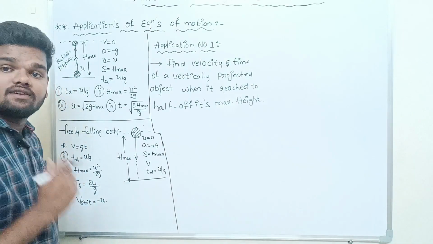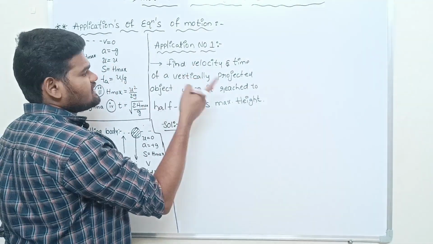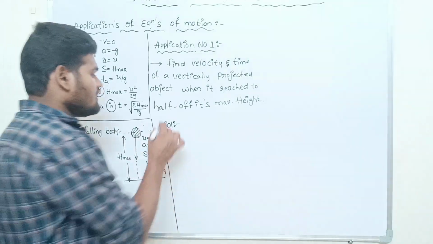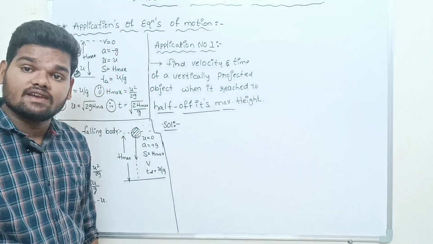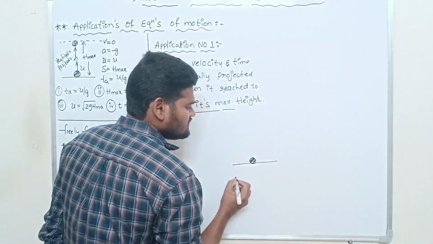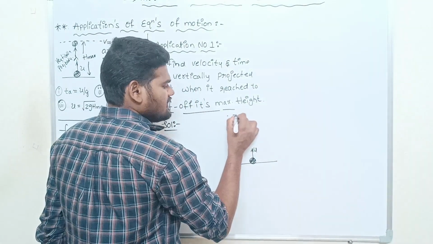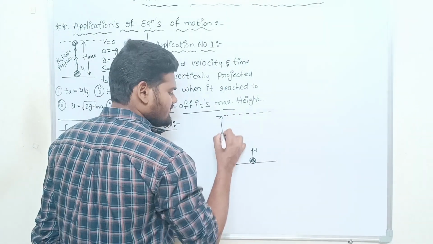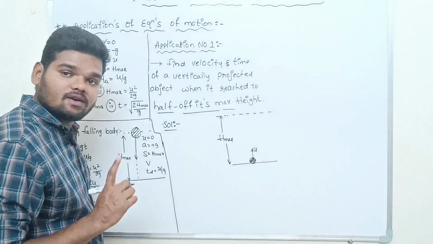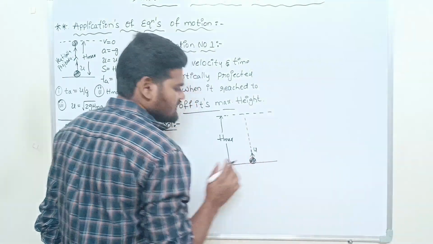Okay, right. So have a look. The solution. What they are asking: find the velocity and time of a vertically projected object when it reaches half of its maximum height. From the ground, or the point of projection, we throw an object vertically upward. Let us consider this is the maximum height reached by the object.